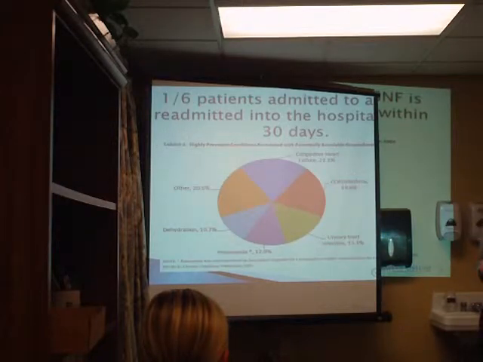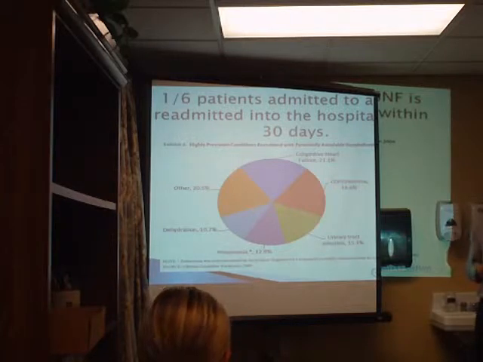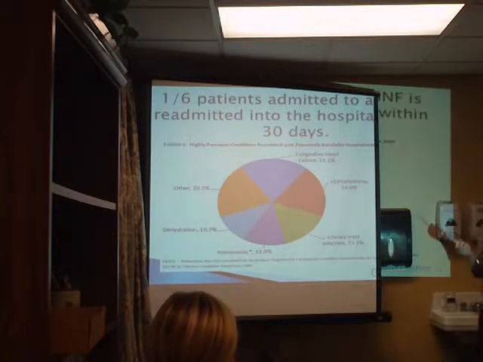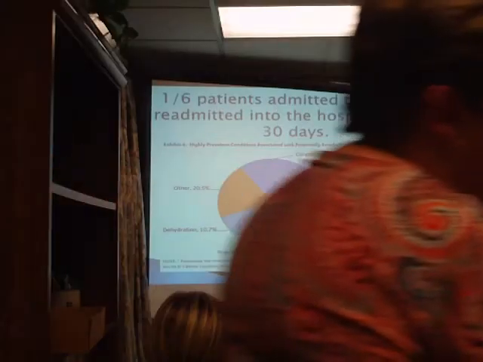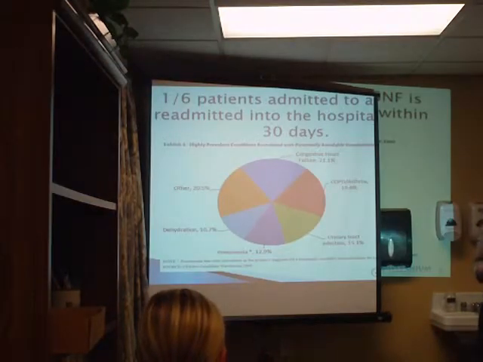Right now, the current statistics are from anywhere from 15 to 25% of patients are readmitted into a hospital within 30 days of coming to a skilled nursing facility. So that's anywhere from 1 in 6 to 1 in 4 patients that are going back to a hospital in 30 days, which is really a very high number, and we're really trying to decrease that as much as we can.